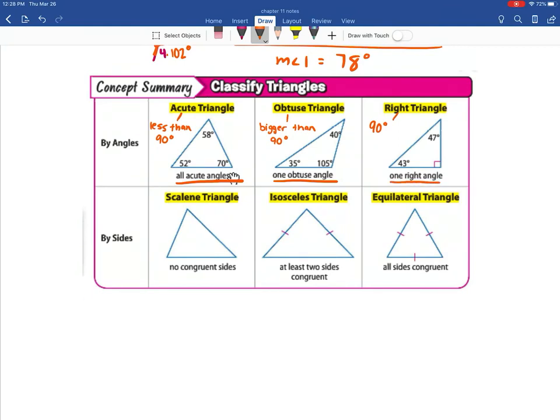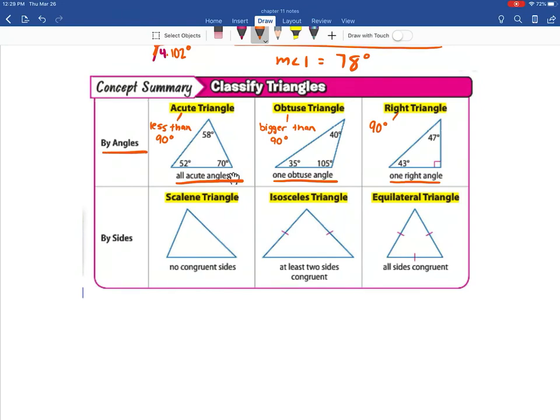So an acute triangle has all acute angles, meaning all angles are smaller than 90. An obtuse triangle has one obtuse angle, meaning it has one angle that's bigger than 90 degrees. A right triangle has one right angle, which means it has one angle that's equal to 90 degrees. These are how we classify the triangles by angles.